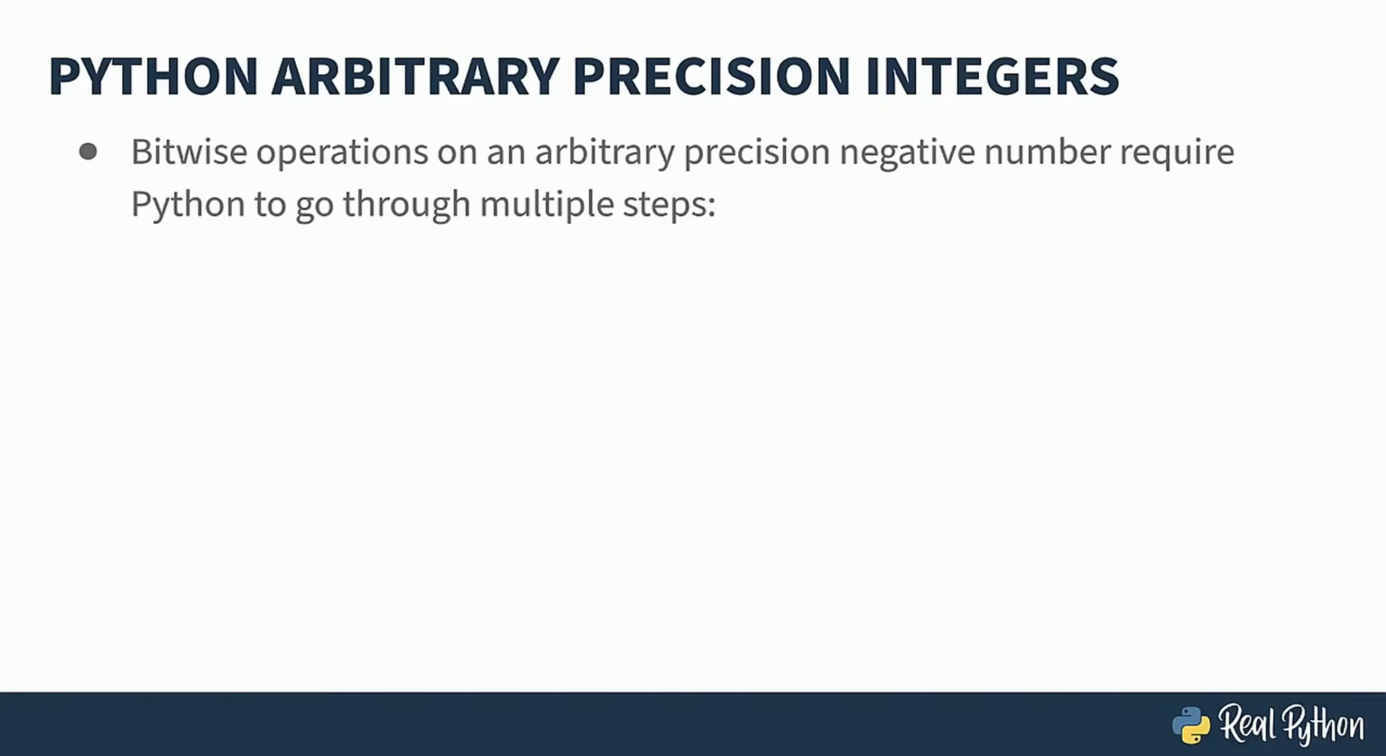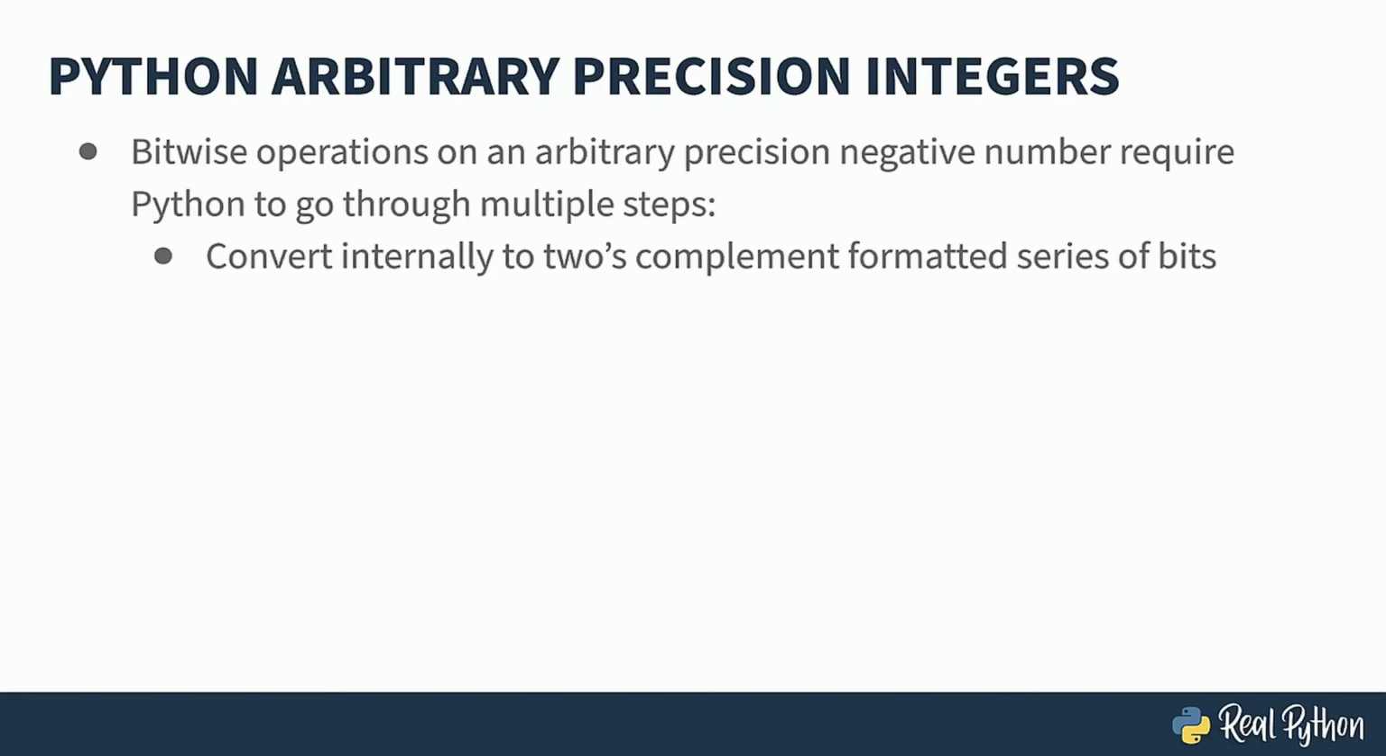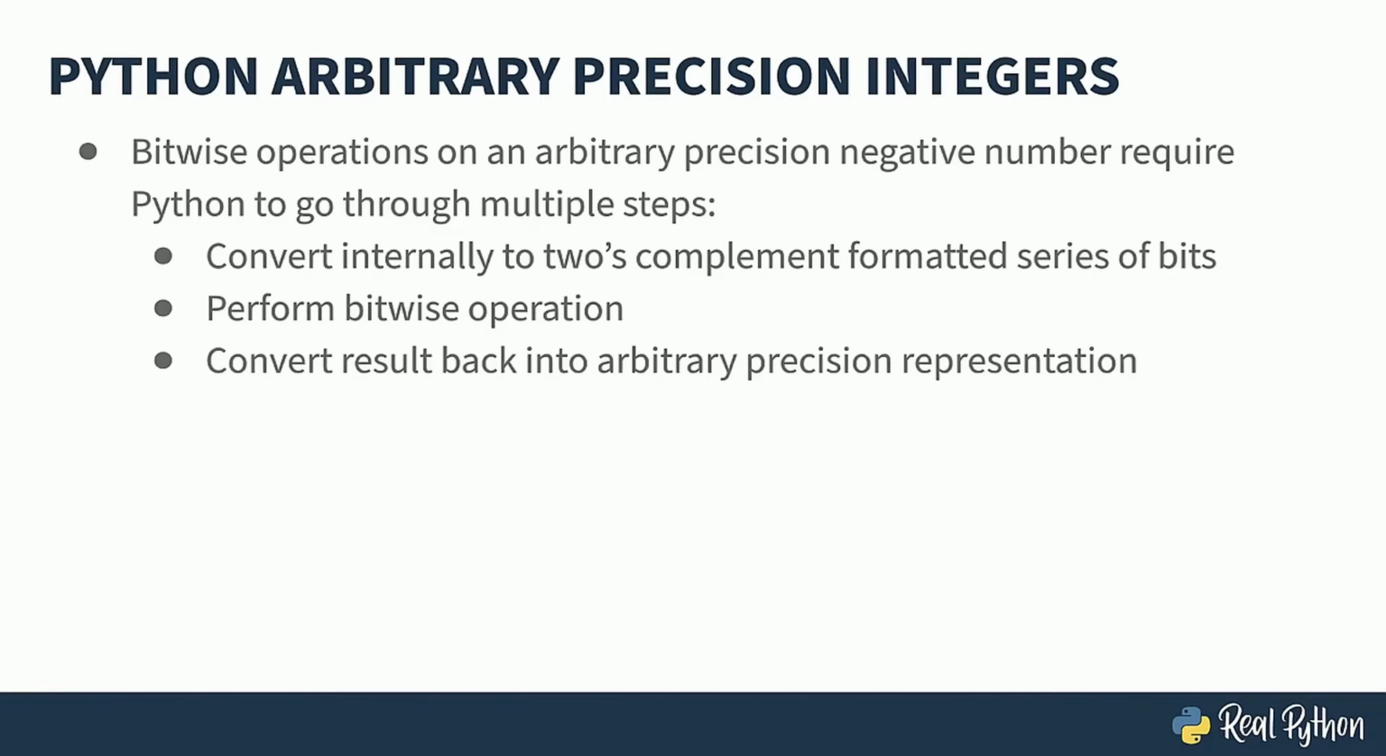Doing bitwise operations on arbitrary precision numbers is a multi-step process, with even more steps if the value happens to be negative. First, it has to be converted to a series of bits in 2's complement form. Then, the bitwise operator is applied. Then the result is converted back into an arbitrary precision integer. This back and forth ensures that bitwise operations do the same thing regardless of the size of the integer.